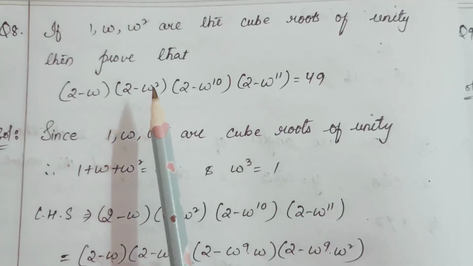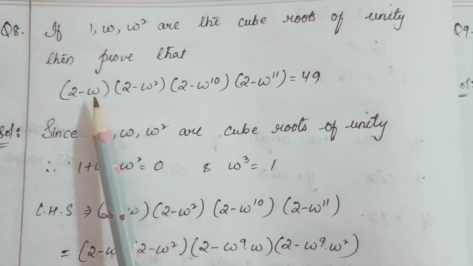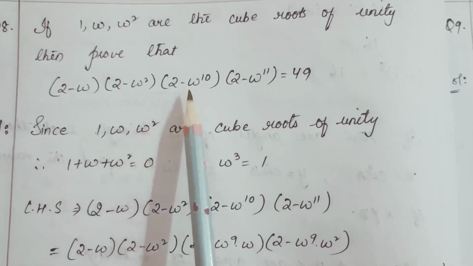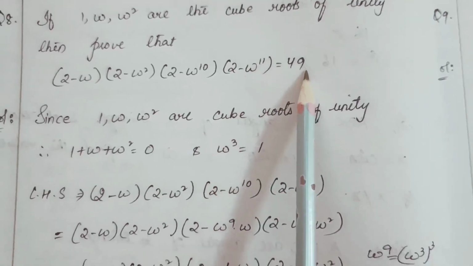Question number 8. If 1, omega, omega square are the cube roots of unity, then prove that (2 minus omega)(2 minus omega square)... (2 minus omega to the power of 10)(2 minus omega to the power of 11) is equal to 49.